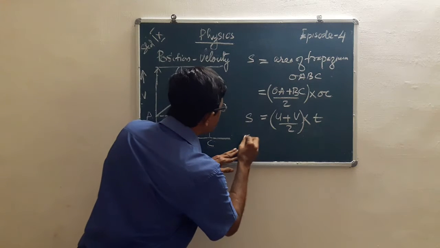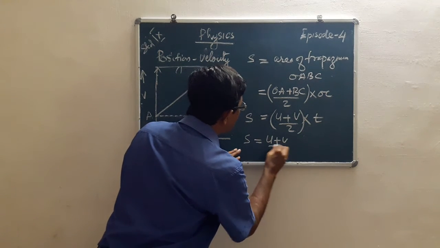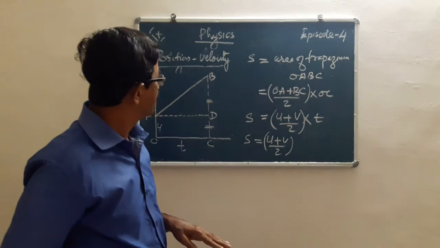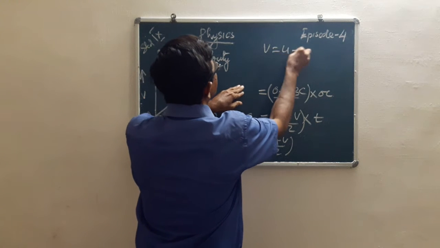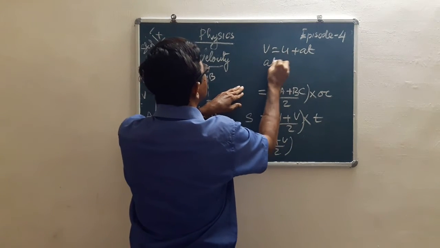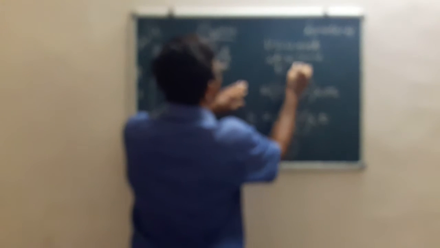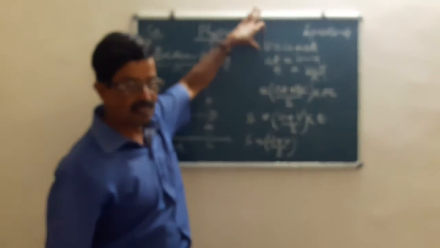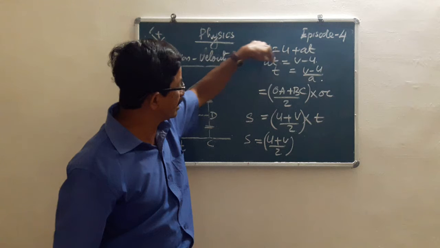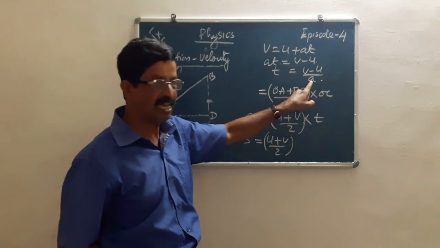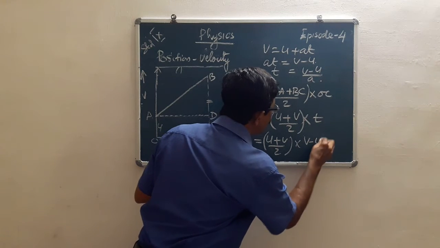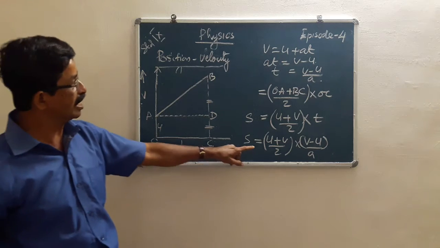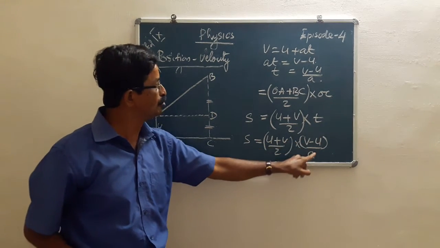Now once again, S is equal to (U plus V) by 2 into, from the first relation V is equal to U plus AT, so AT is equal to V minus U, or T is equal to (V minus U) by A. Putting this value instead of T in this equation, we get S equal to (U plus V) by 2 into (V minus U) by A.